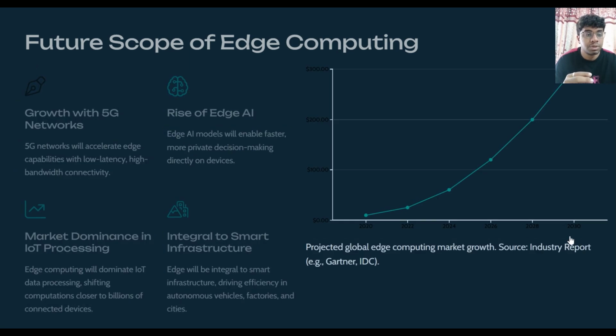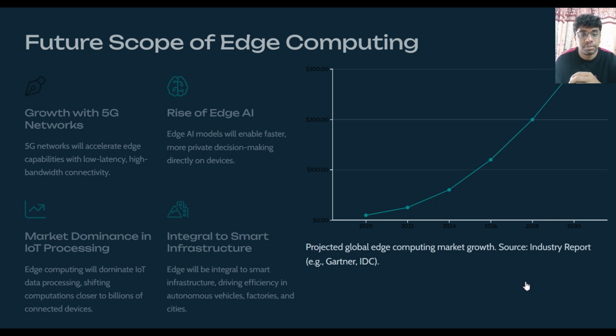You can also see the market growth graph here, which shows how edge computing is projected to grow exponentially in the coming years, especially as the Internet of Devices becomes more common. You can see how the market value of this has increased. Earlier it was here, and now by 2026 it's predicted to reach this, and then it does not just stop there. By 2030 it's going to go even higher.